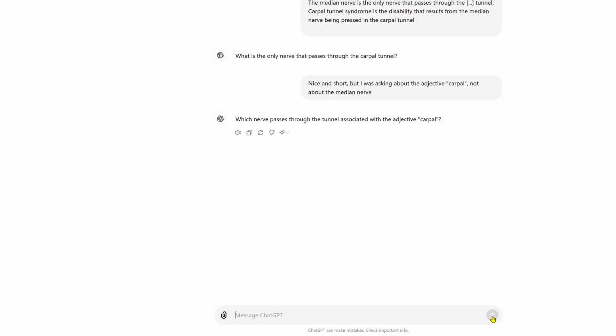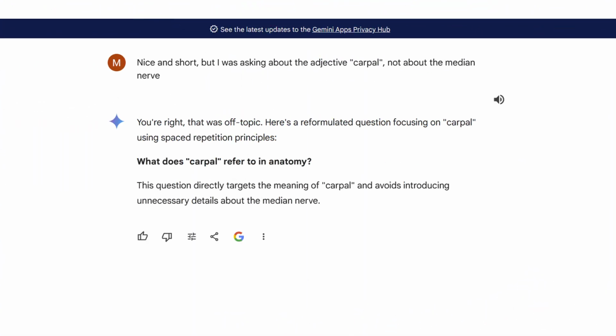Oh, man. You're supposed to be smart. Okay, I give up. Let's take it and move it to Gemini. You're right, that was off topic. Here's a reformulated question focusing on carpal. What does carpal for? Oh no.